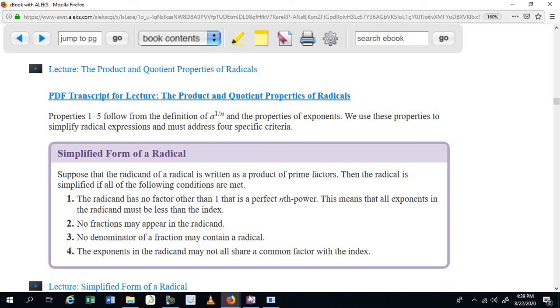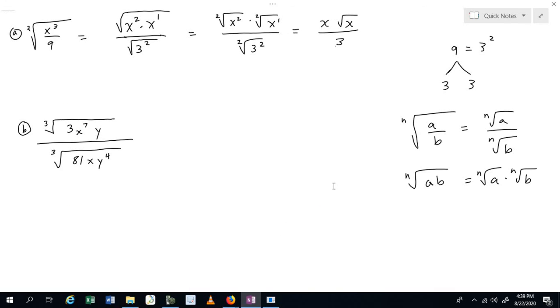Okay, but this is. And then the fourth rule is the exponents in the radicand may not share a common factor with the index. So let's check that. So this is a square root and this is a 1. Those cannot share a common factor, the index and the power in the radicand. And they don't share a common factor. So that's considered simplified.